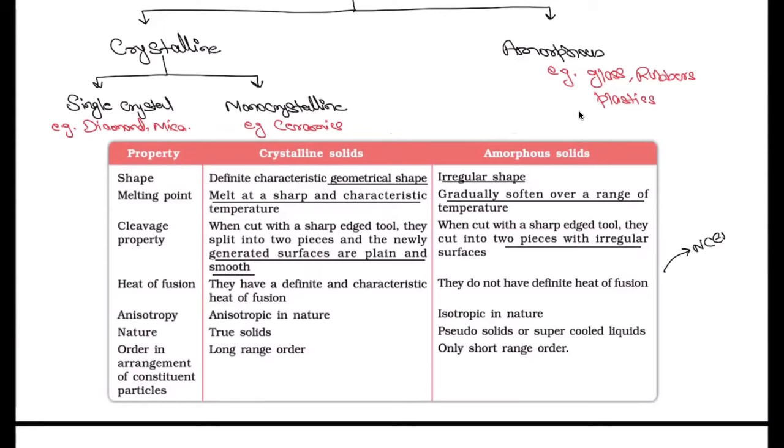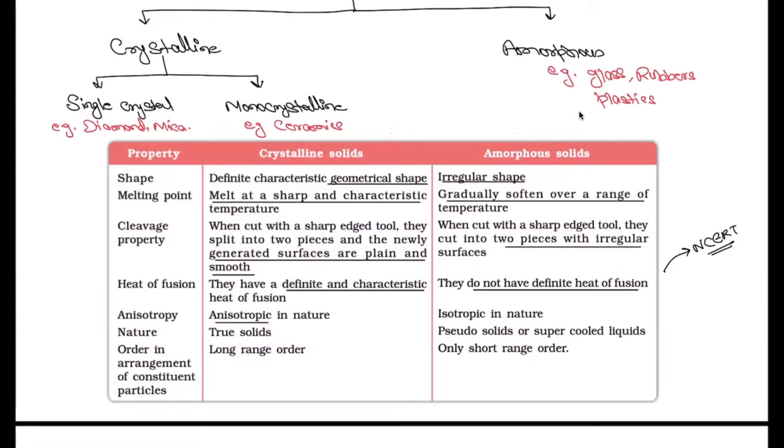You can read it also. Now, an important thing here is that the heat of fusion is definite, right? Definite heat of fusion is there. You know what is definite heat of fusion? Amorphous solids do not have a definite heat of fusion.